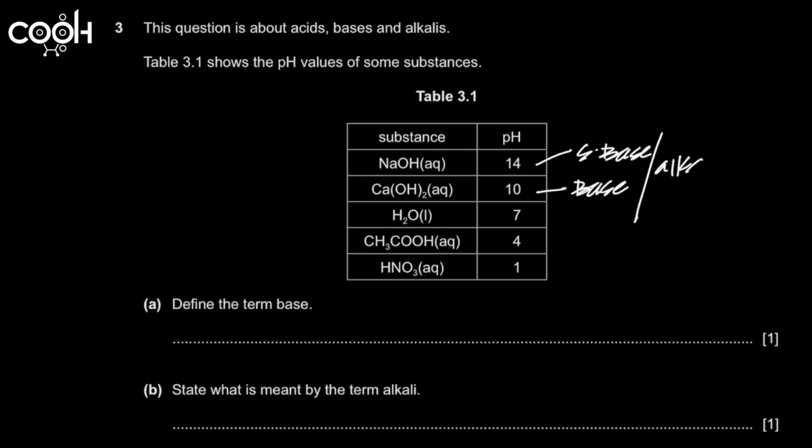You can also call it an alkali because they are dissolving in water. So soluble bases are called alkalis. Now, H2O is neutral. And pH 4 and pH 1 both mean that they are acids. Both mean they are acids, but pH 4 means it's a weak acid. It's an organic acid, basically your vinegar, ethanoic acid. And this is a strong acid because it has a pH of 1.